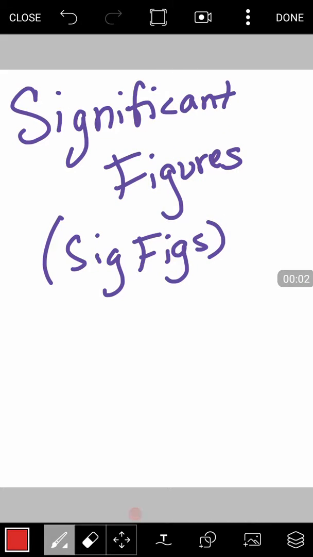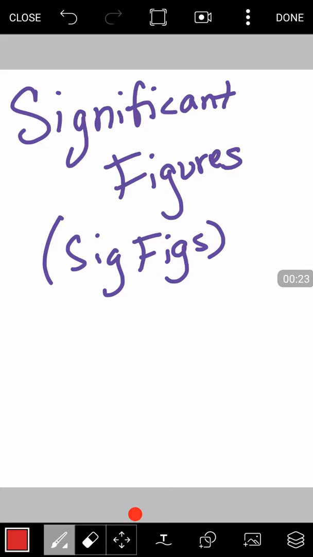All right, so really quick, I'm going to be showing you how to identify significant figures in a number. I'm not going to go over the math on how to use sig fig rules. I'm going to compile that with a scientific notation math video. So we're just going to keep this on identifying significant figures.